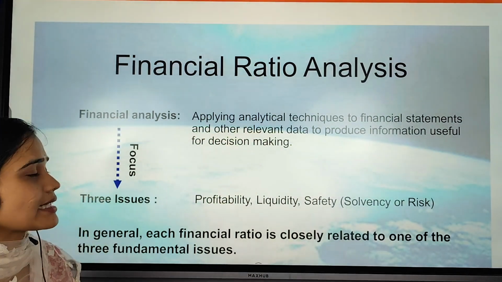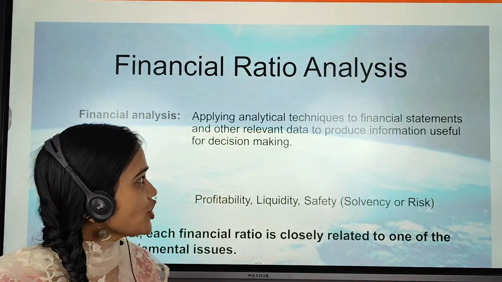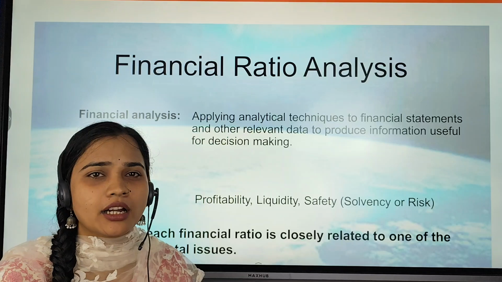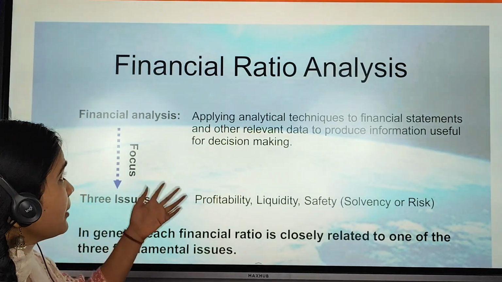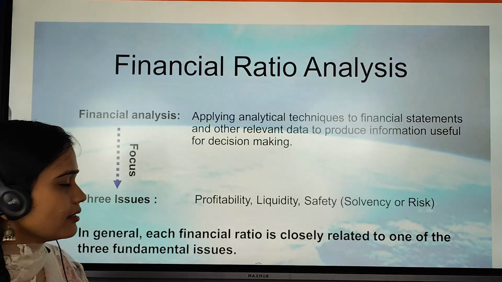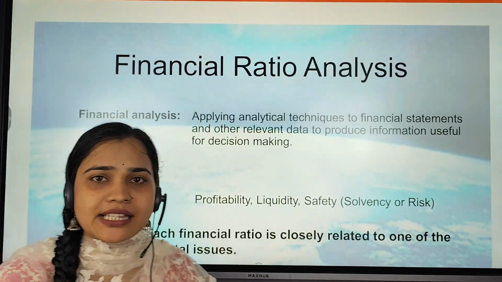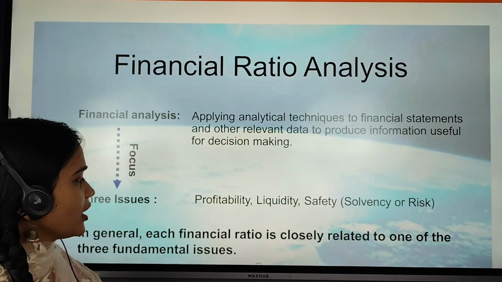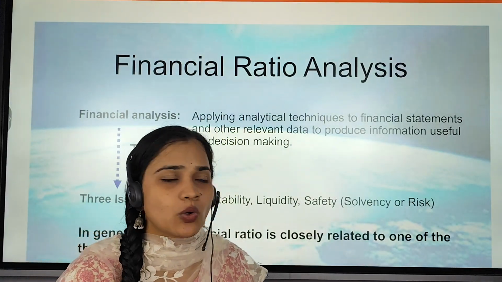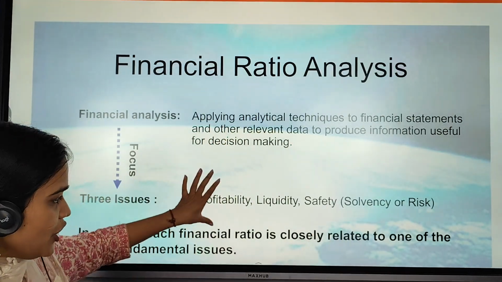Financial ratio analysis is applying analytical techniques to the financial statements of any business organization, using the relevant data to produce information for particular decision making. The main focus of financial analysis is on three issues: one is profitability, another is liquidity, and the third is safety. In safety, we generally involve solvency risk. In general, each financial ratio is closely related to one of these three fundamental issues.